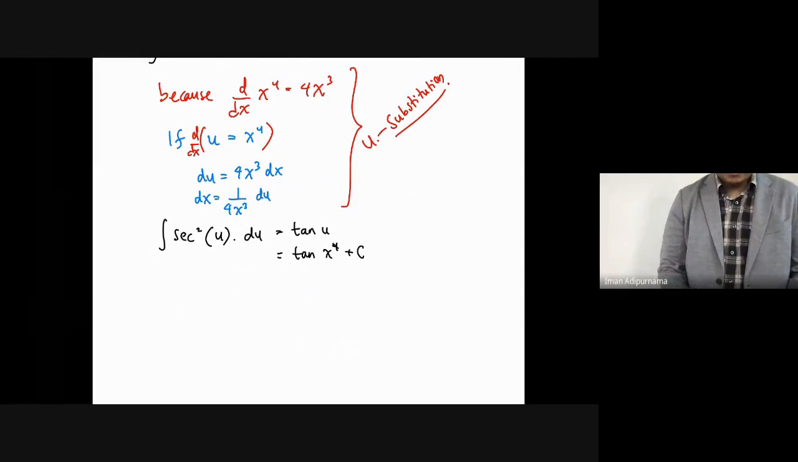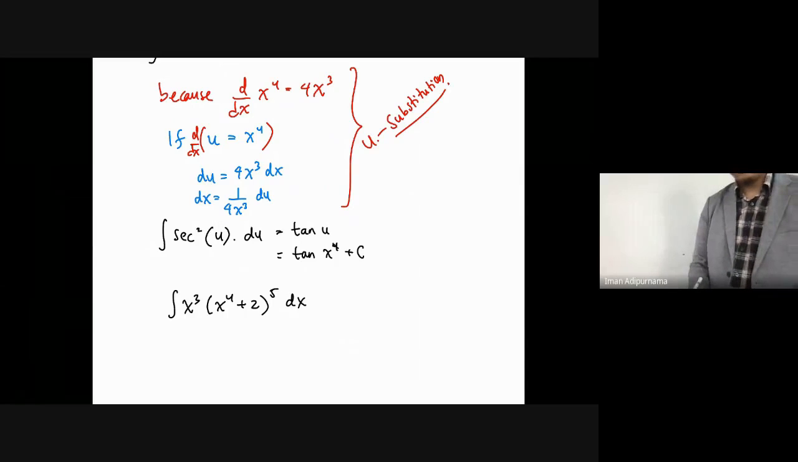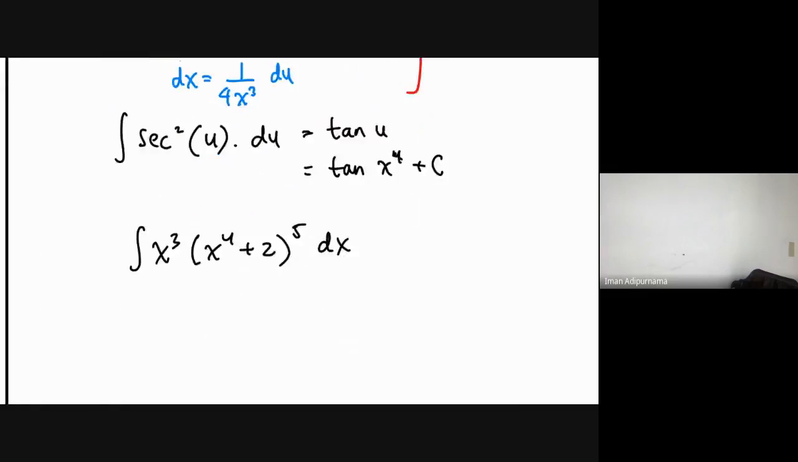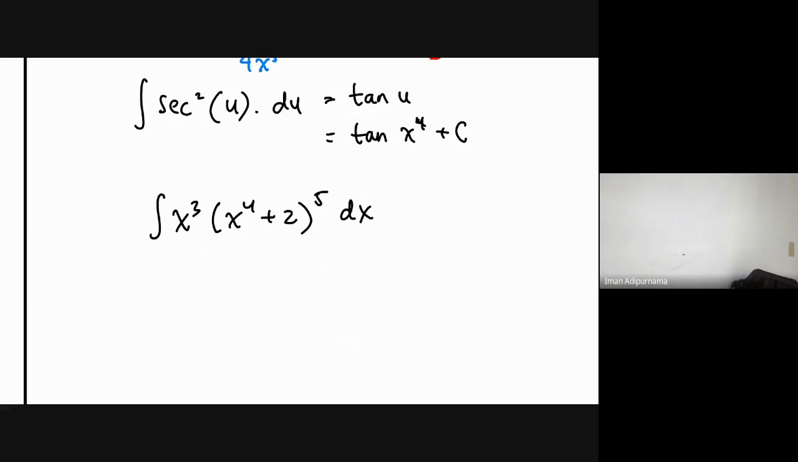Now, if you have the integration of x cubed times (x to the 4 plus 2) to the 5 dx, with the same technique, which part do you want to substitute? Which part?